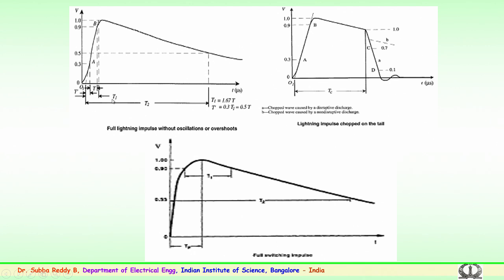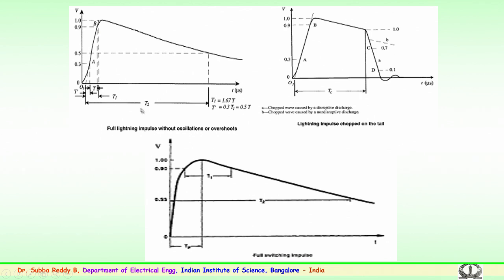The first is the full lightning impulse voltage, which is shown without oscillations or overshoot. Typically, this is a textbook type of waveform, but practically you may happen to see oscillations in this rising portion. The full lightning impulse without oscillations shown here goes from 0 to 1, which shows the magnitude, and the time to front is calculated either from 10 to 90%, or in some cases 30 to 90%, depending upon the oscillations which are seen here.